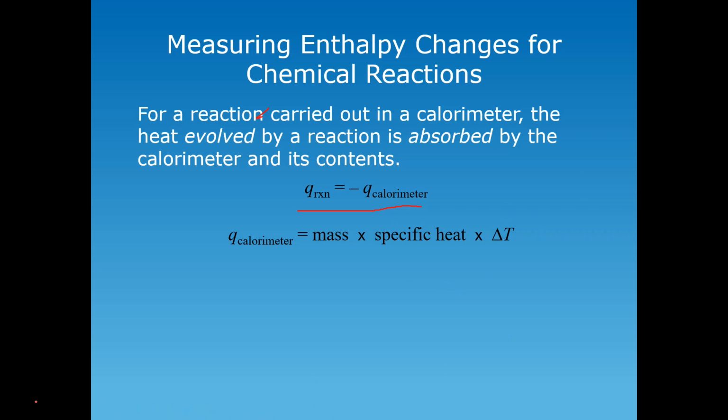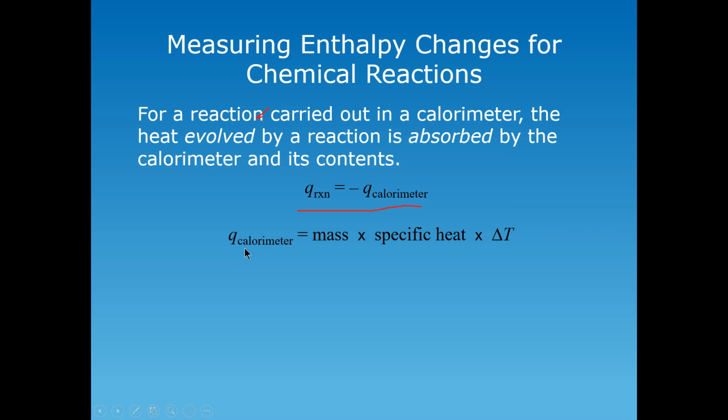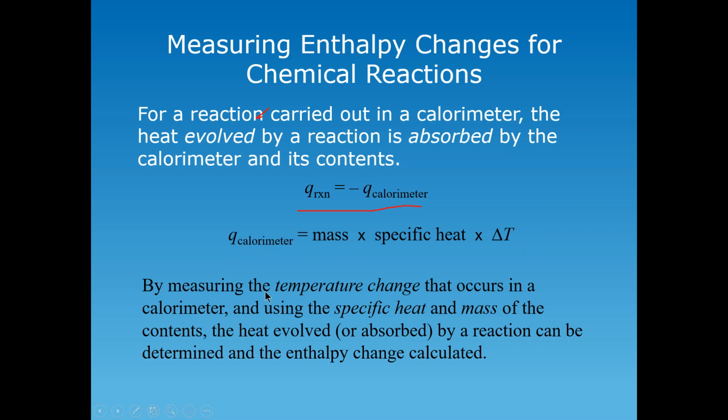It's the same equation as we saw before for the calculation of specific heat. Q of the calorimeter will be equal to the mass times the specific heat times the change in temperature, right? If you remember the setup, we monitor the amount of heat change by looking at the temperature change. If the temperature change is positive, the calorimeter is absorbing heat, which means the reaction is exothermic. If the temperature change is negative, the calorimeter is losing heat, which means the reaction is endothermic. All right.